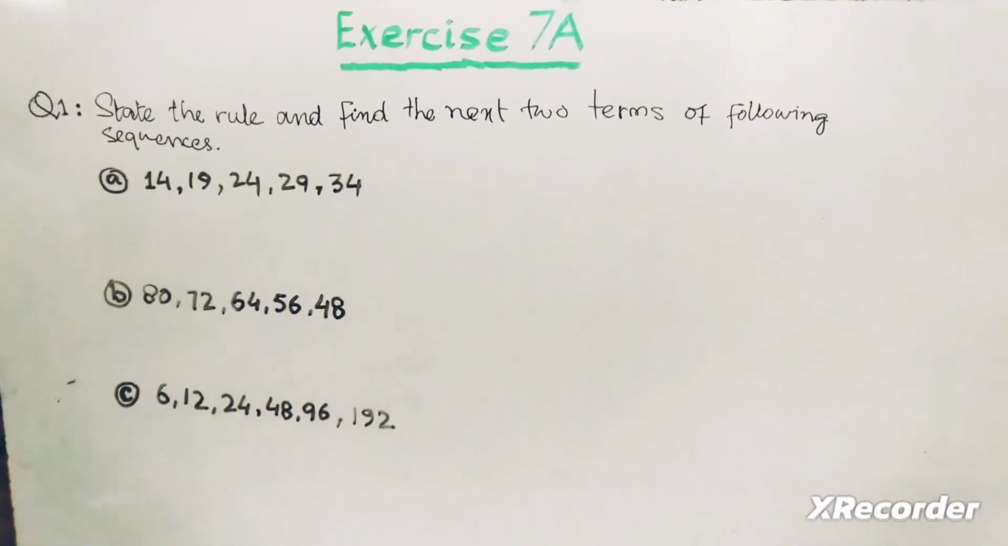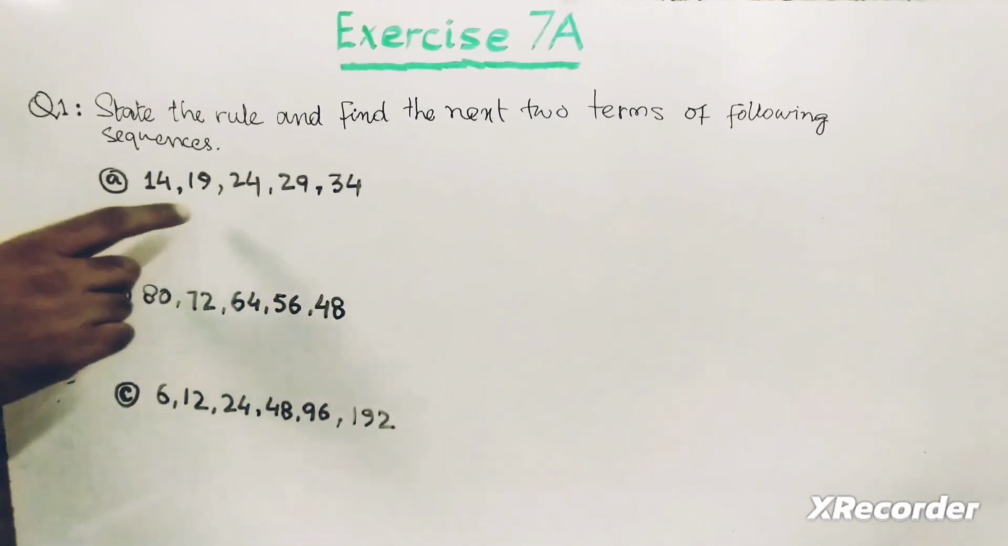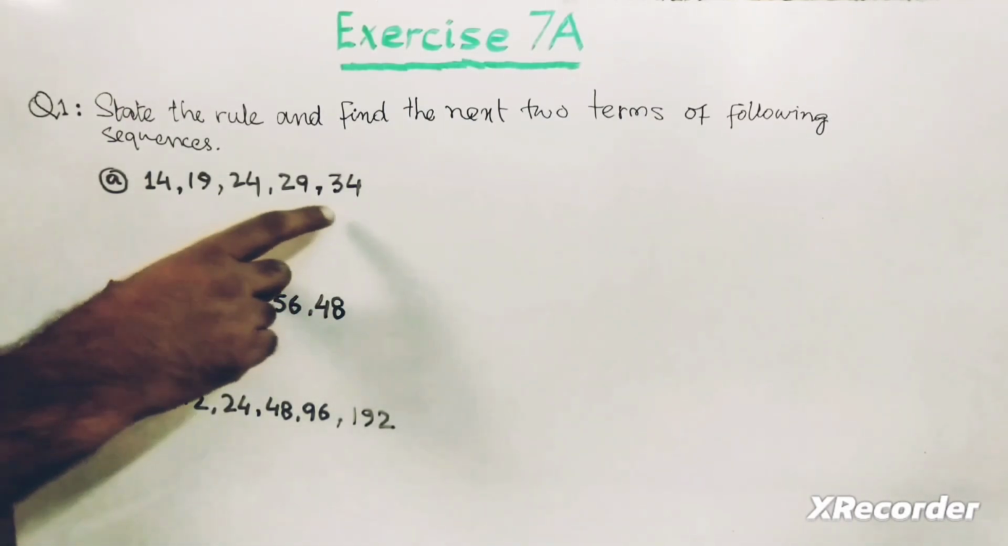Let's start our new chapter number 7, sequence and series. In the first exercise 7a, question number 1, state the rule and find the next two terms of the following sequence. Sequence number A, the first part, as we see the first 5 terms 14, 19, 24, 29 and 34.